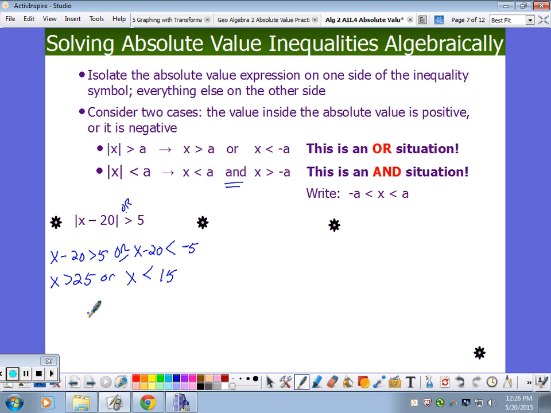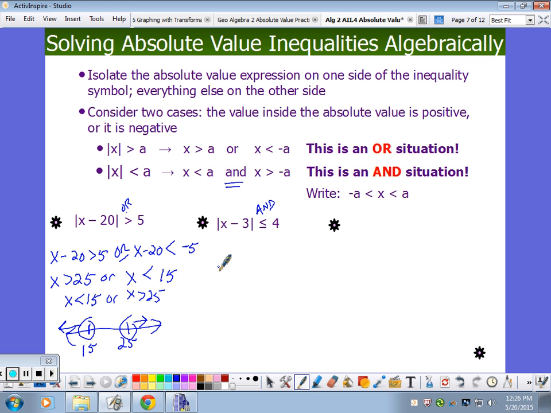And that's your statement. If you were to graph this, x bigger than 25, that goes here. Or x is less than 15, that goes here. So this is the or situation. Either one of these things, now I'll write it, I guess, the smaller one first. It's not that important, but okay, that's the or. Now this, I'm starting with the less than. This is an and situation.